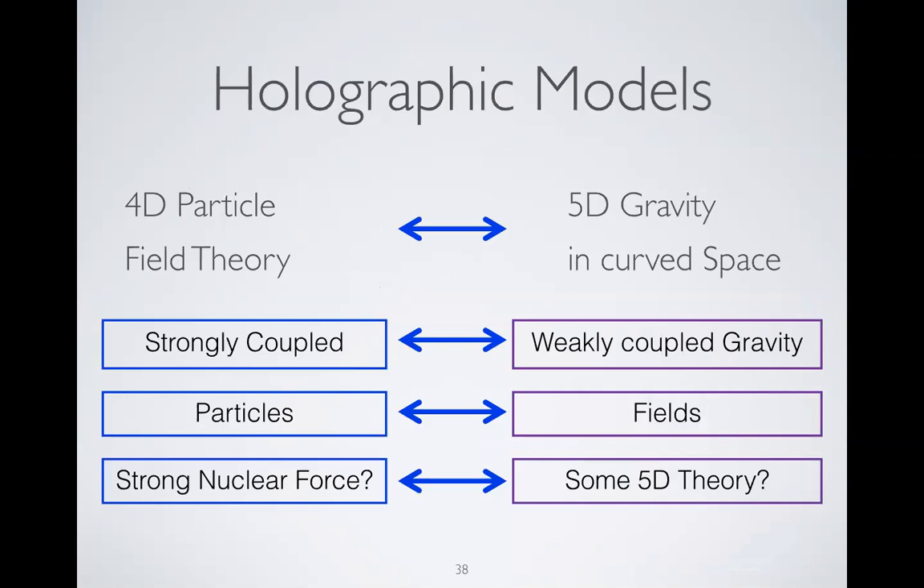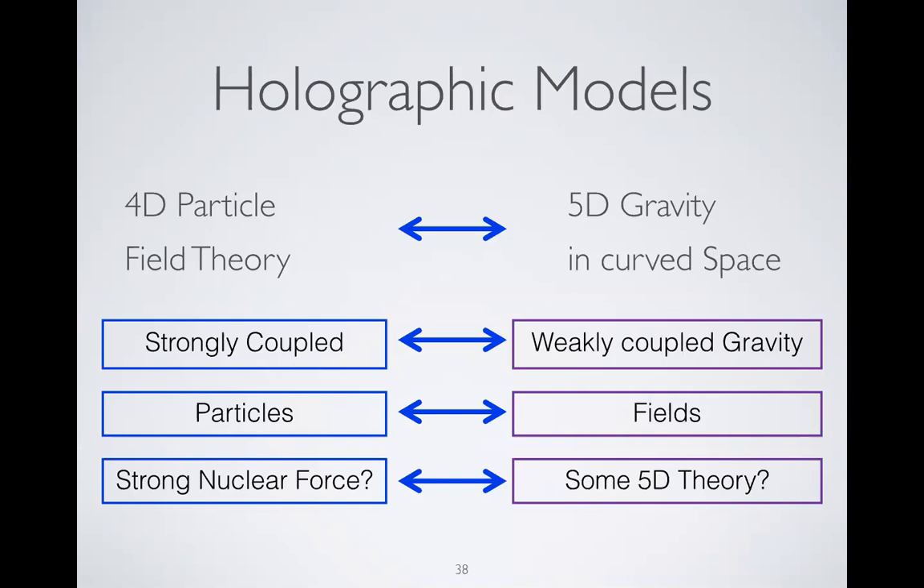So in these sorts of models, we have sort of a dictionary, right? So what we're really trying to do on the left is the 4D particle field theory, which is strongly coupled, which has particles, and which should be the strong nuclear force. We don't know it exactly, though. On the right side, we'd have a 5-dimensional gravity in curved space.